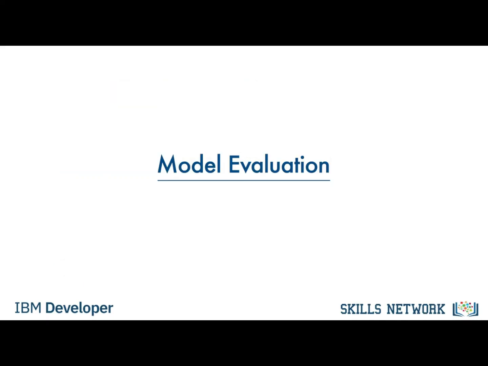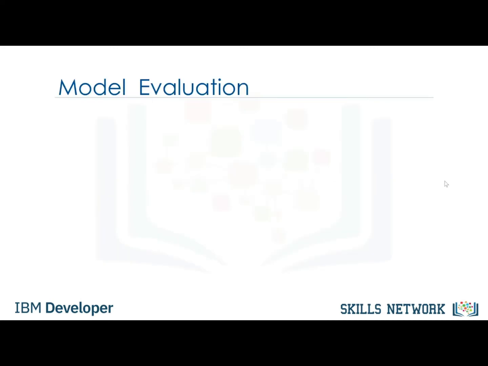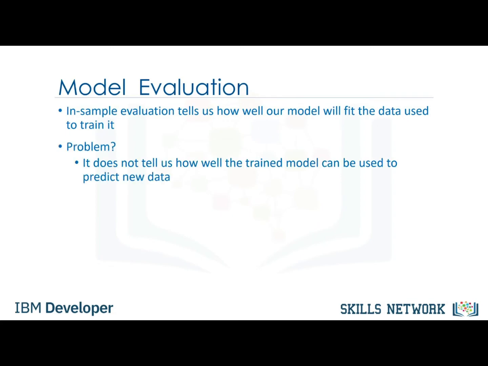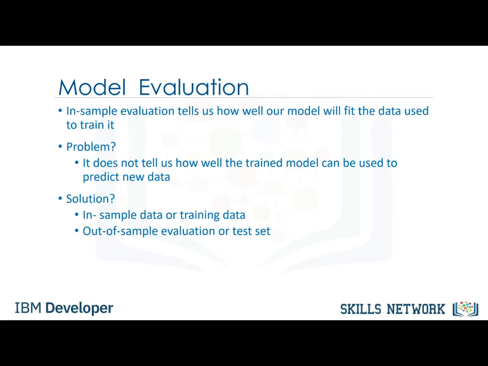Model evaluation tells us how our model performs in the real world. In the previous module, we talked about in-sample evaluation. In-sample evaluation tells us how well our model fits the data already given to train it. It does not give us an estimate of how well the trained model can predict new data. The solution is to split our data up, and use the in-sample data, or training data, to train the model. The rest of the data, called test data, is used as out-of-sample data. This data is then used to approximate how the model performs in the real world.